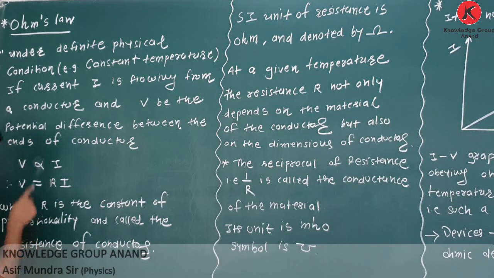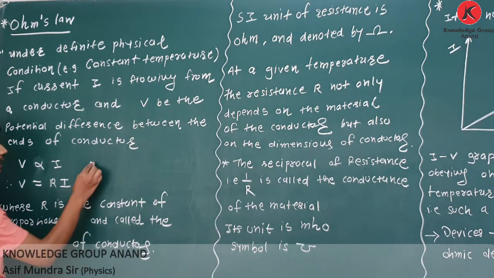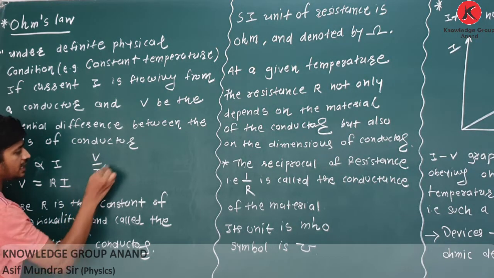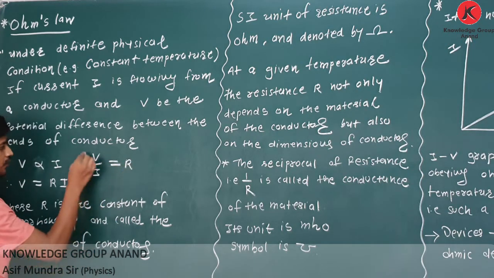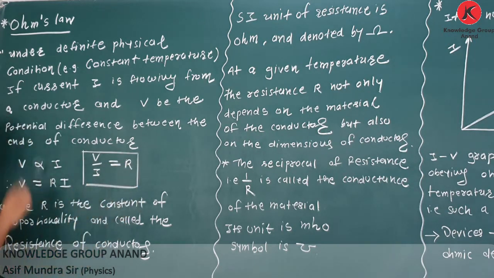If we remove proportionality, we have to add some constant. So V is equal to IR. Or I can also write V upon I is equal to R. Clear about this? What is this R? R is the constant of proportionality and it is called the resistance of the conductor.